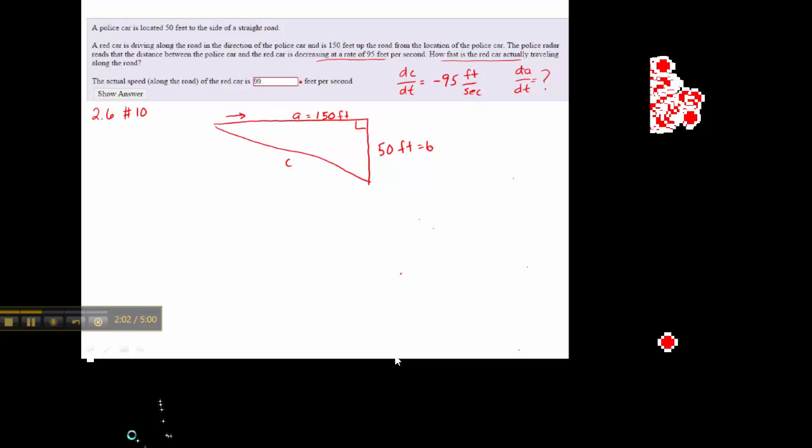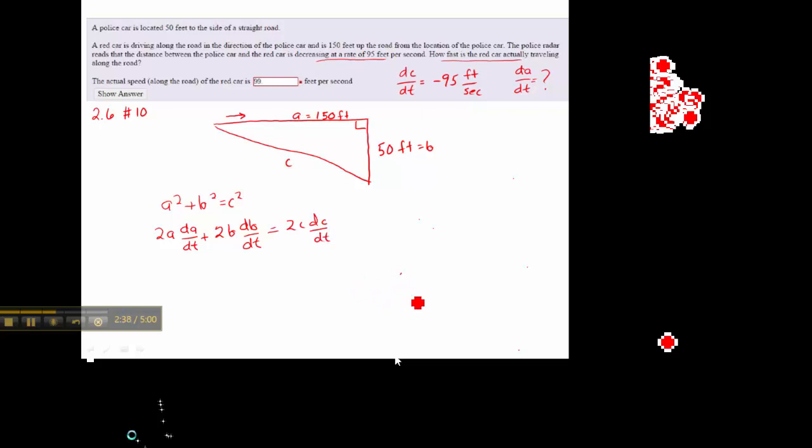Okay, so let's see how I would actually do this. The first thing I need to know is that it's a right triangle, so I can use the Pythagorean theorem: a squared plus b squared equals c squared. If I take the derivative with respect to time, I get 2a dA/dt plus 2b dB/dt equals 2c dC/dt.